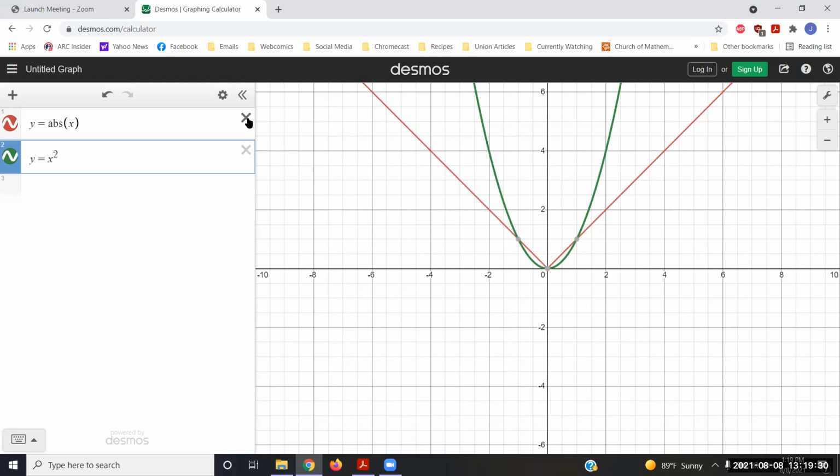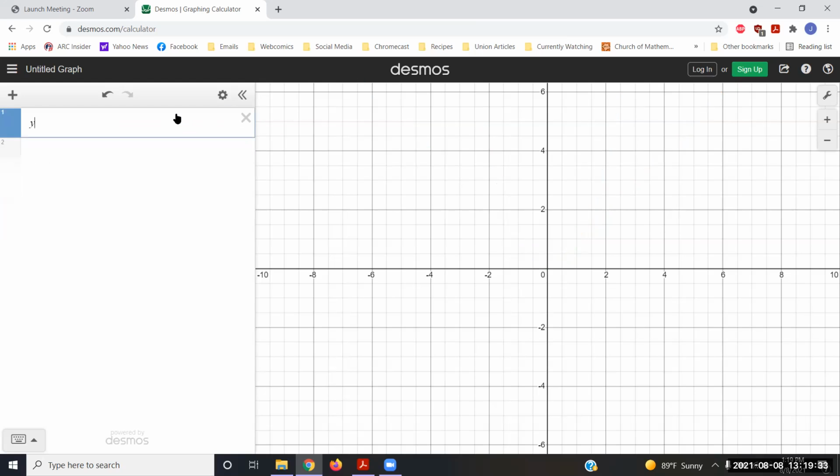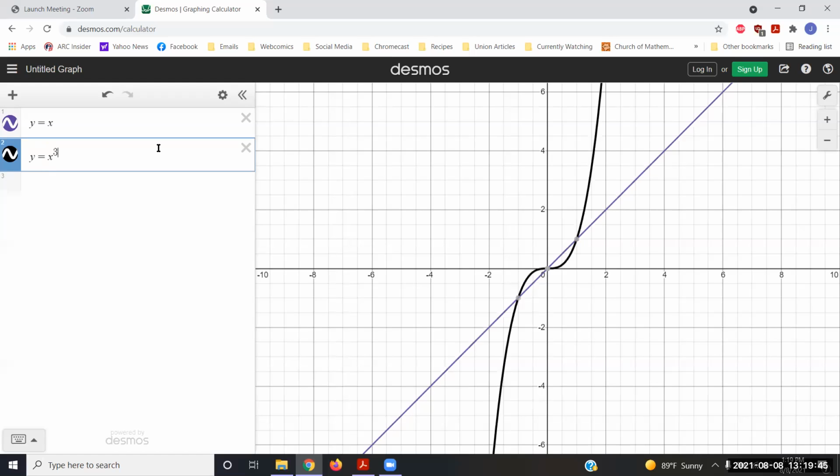Another example would be something like y equals x. Y equals x starts at negative infinity and goes to positive infinity. However, so would the function y equals x cubed, or the equation y equals x cubed minus 3x. But when you look at the behavior of these two functions, it's very different.